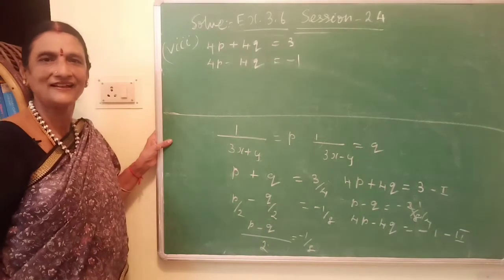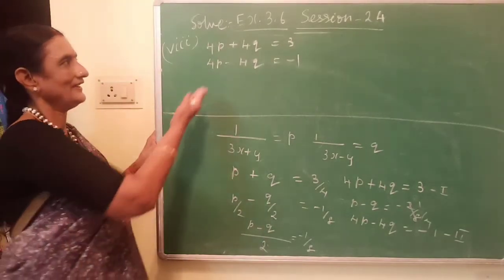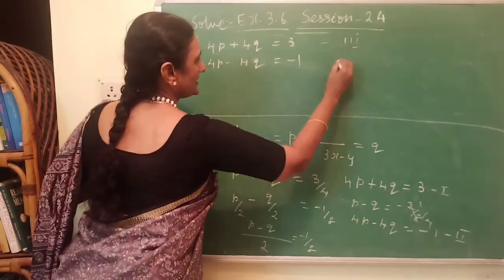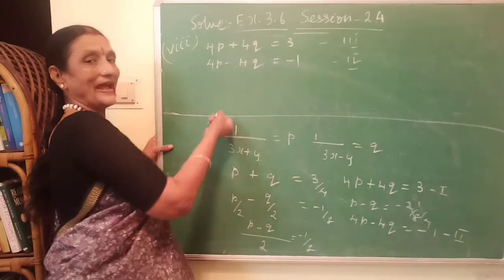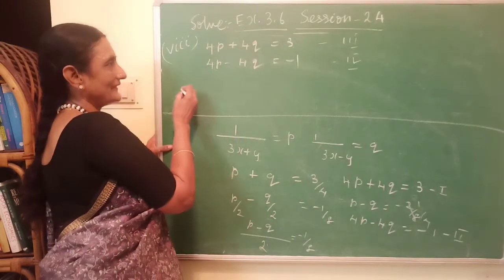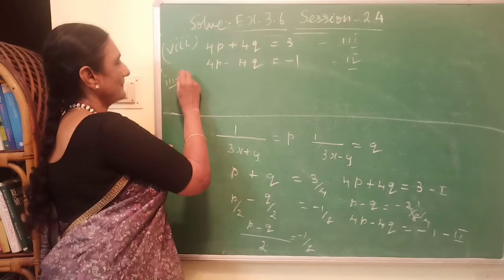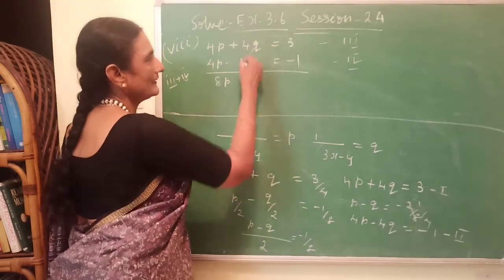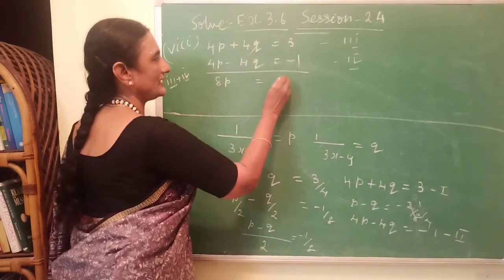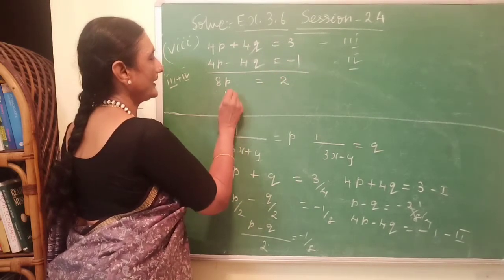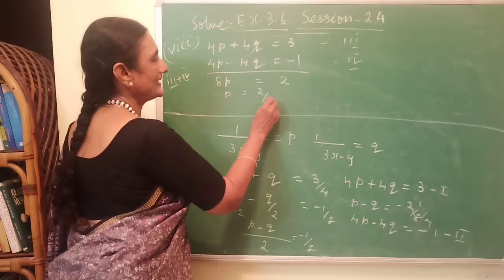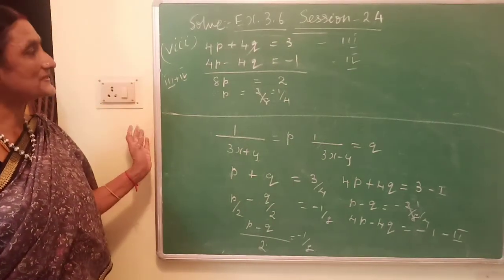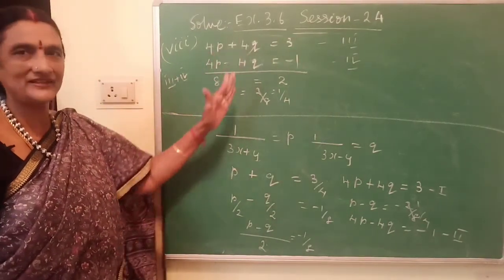Anyone has got the solution? It is very simple. Here also 4q, here also 4q, and these equations are named as equation 3 and 4. What will happen? Just by adding, the 4q terms will get cancelled. So I am writing here 3 plus 4, which is equal to 8p. Now 8p is equal to 3 minus 1 gives you 2. Therefore, p is equal to 2 by 8, that is 1 by 4. p is equal to 1 by 4. Substitute in any one of these equations.